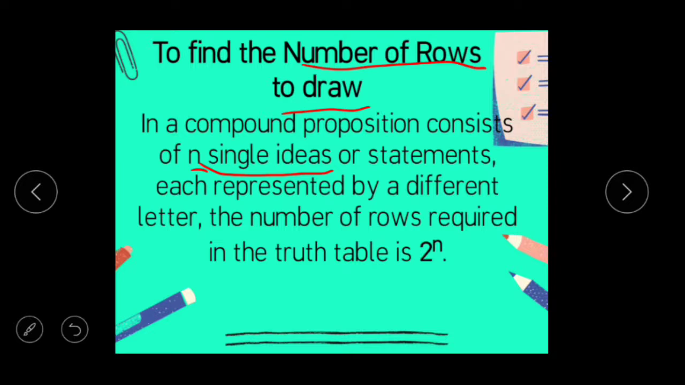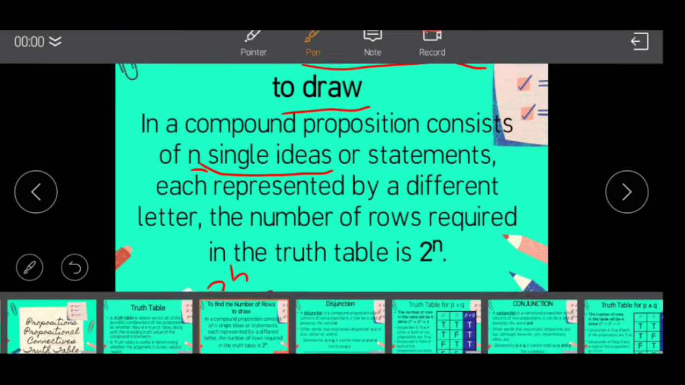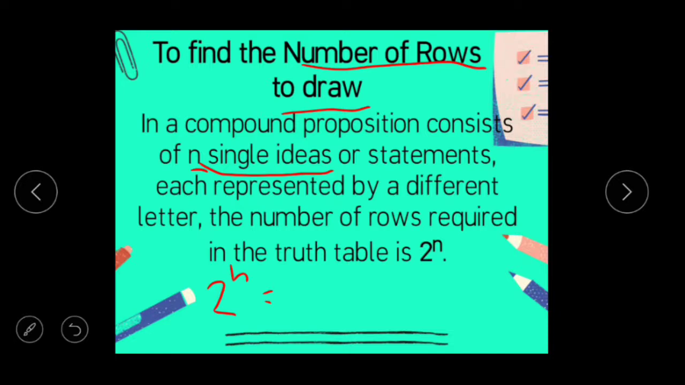So, for example, 2 raised to n. Ang n is 2. So, 2 squared, multiply natin si 2 sa sarili niya, kasi yun yung ibig sabihin ng squared. So, 2 times 2. Ang sagot ay 4. So, ibig sabihin, kapag meron tayong dalawang single ideas, ang rows na i-drawing natin ay 4.